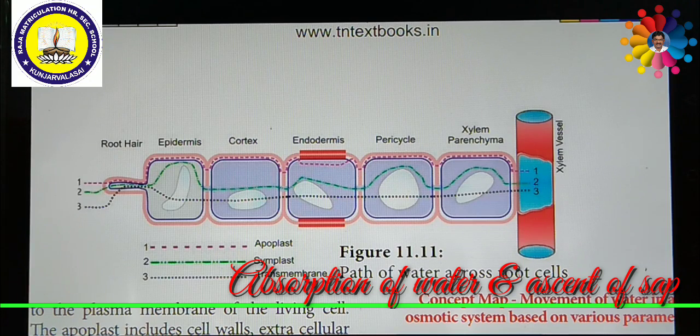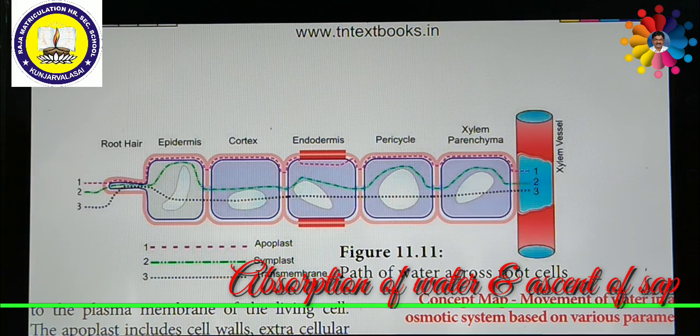That means, what is transpiration? On the leaf surface, hole-like structures are present. They are called stomata. Through the stomata, excess water is evaporated. So when the water is evaporated, automatically it pulls the water.